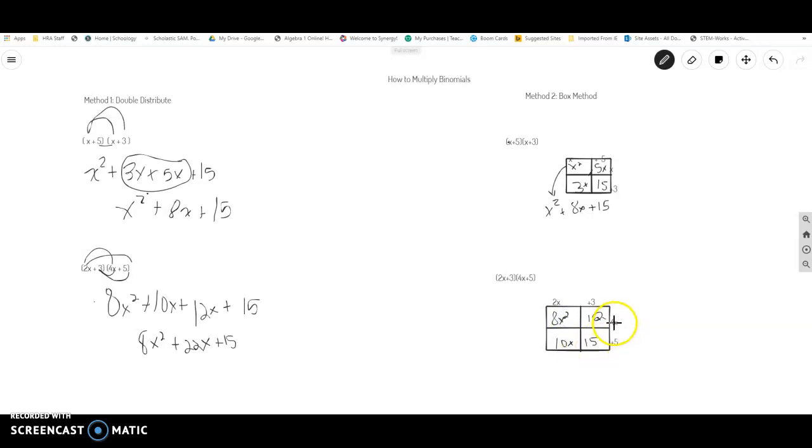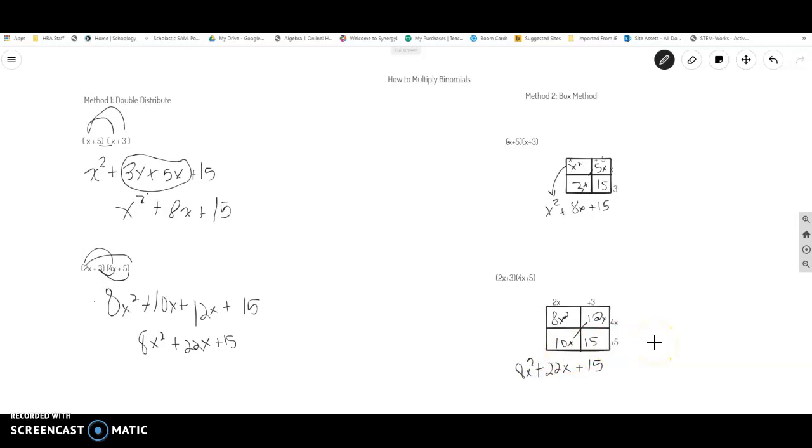Now, remember, we're going to add diagonally, so there's no boxes diagonally to this 15, so we're going to bring the 15 down. 12x plus 10x is going to give me my 22x. So these two boxes combine to give me my 22x. And then I'm going to bring down my 8x squared to go in the front.